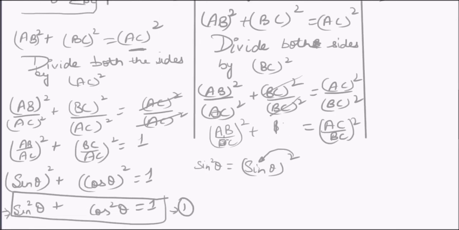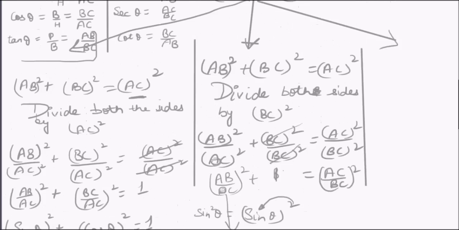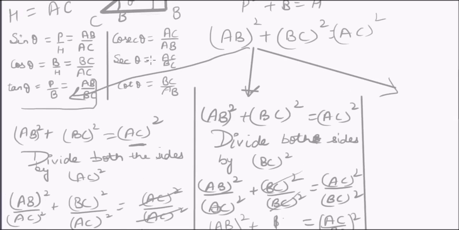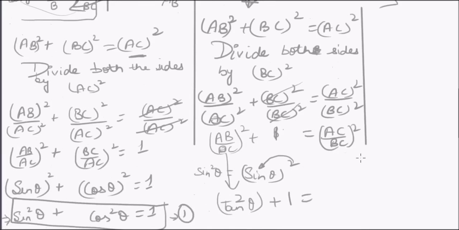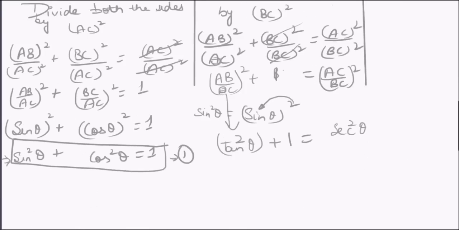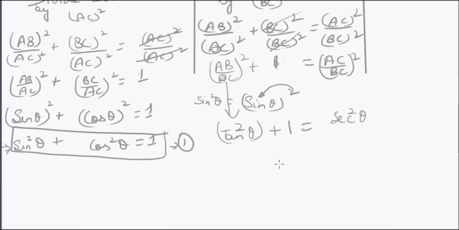So this part has become tangent theta whole square, or simply move square inside and we have tangent square theta plus 1 equals AC over BC whole square. Now AC over BC is from here secant theta. So both the terms, that is tangent theta and secant theta, are involved in this. So as a whole it is secant square theta. So friends, this is the second identity.